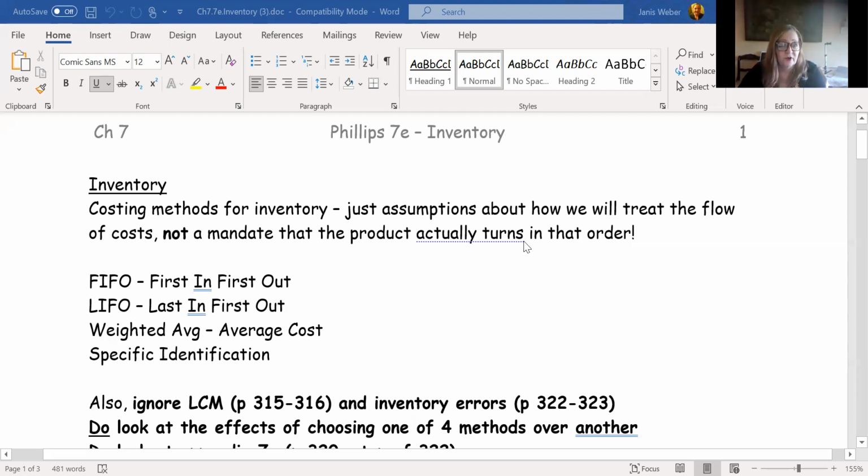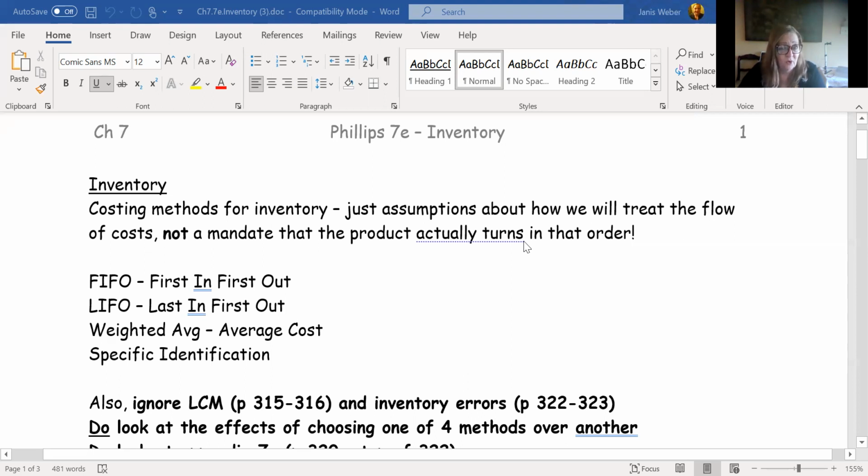Then other companies choose to use the weighted average method where they just average out the cost. So if they bought a lot of product, some was low price, some was high price, some was middle ground, they would just average it out and that's the cost they would attribute to the sale.